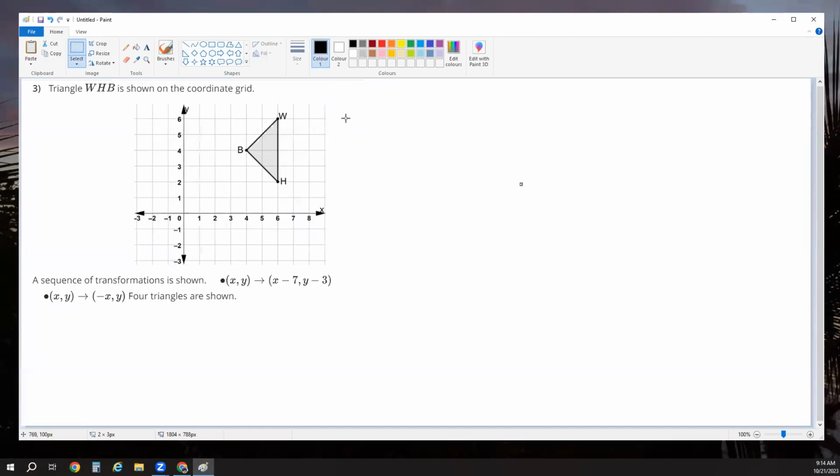So this one you have to actually pull out the coordinates. So I'll just go W, B, and H. My X coordinates are 4, 6, and 6. My Y coordinates are 6, 4, and 2.